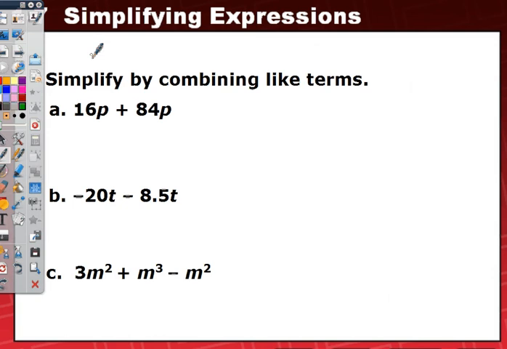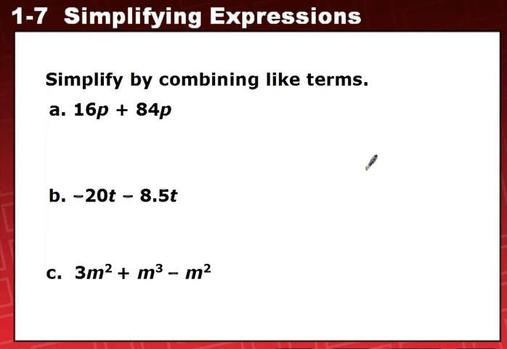So we're just going to try a couple here quickly together. Right? Like I said, you're going to add the coefficients together and keep the variables the same. So in this case, 16 plus 84 makes 100, right? 84 plus 10 would be 94. Another 6 makes 100. And the label or the variable is P. Don't forget to follow the rules of integer operations, so you can zap that if that helps you. So we're really adding negative 20 and negative 8.5, and we get negative 28.5, and they're all t's.